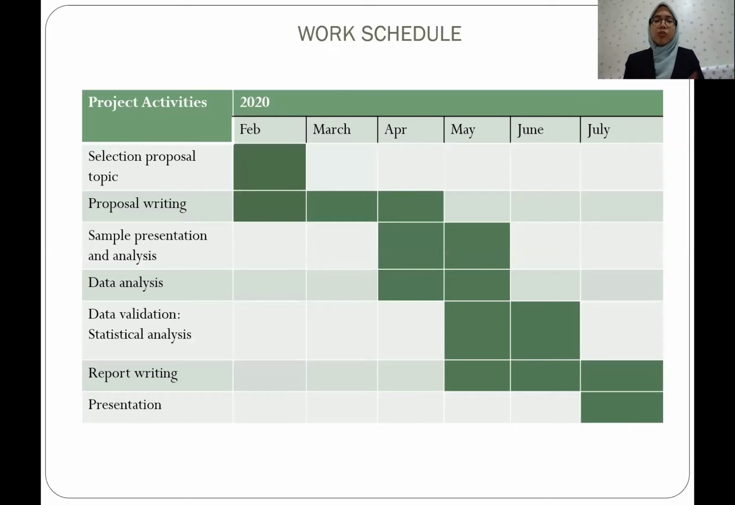Then I will proceed with the work schedule of this proposal, where the selection of the proposal topic was done in February, and the proposal writing was done from February to April, and the sample preparation analysis and data analysis was done in April and May, and the data validation was done in May and June, and the report writing was done in May, June, and July, and lastly, the presentation will be done in July, which is now.